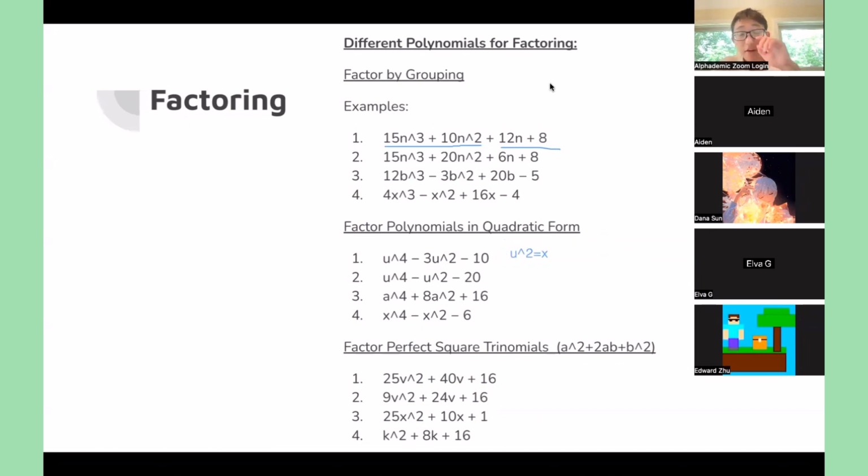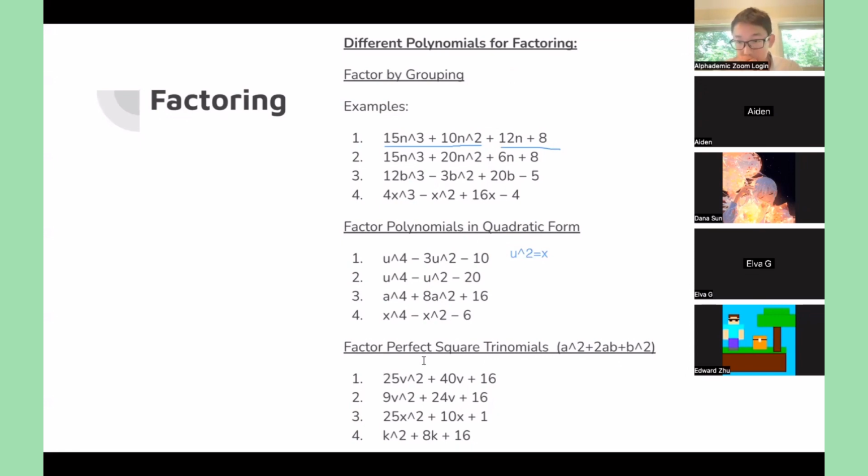So then you would get a very nice quadratic equation. If u squared equals x, you would get x squared minus 3x minus 10. And then that is a much nicer problem for you to factor and move around. Just remember at the end, after you factor it, that u squared does equal x, and then further solve for u instead of just leaving it in the form of x.